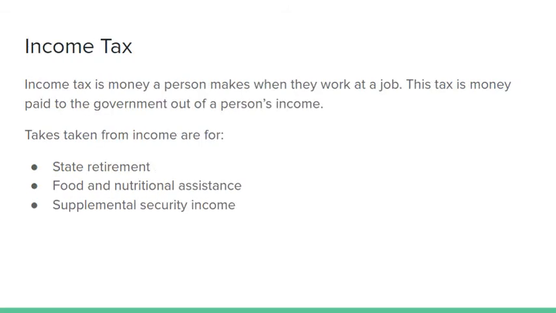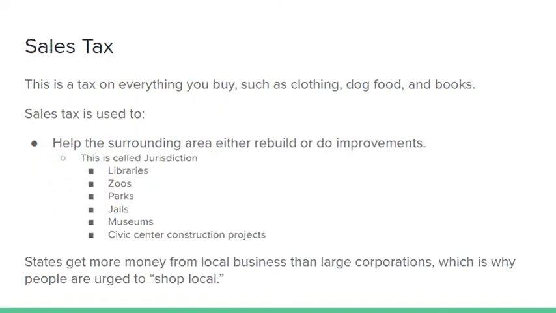Income tax. Income tax is money a person makes when they work at a job. The tax is money that is paid to the government out of the person's income. So, for example, when I get my paycheck, I see that there are some taxes taken out of it. There's my state retirement, right? So that way, when I turn 60, I can just take it easy for the rest of my life, or so I hope. Food and nutrition assistance and supplemental security income. So this goes a lot towards when I'm not going to be working anymore, hopefully. I know there's a little bit more to this. This is just overall. I didn't want to get too in-depth with this one.